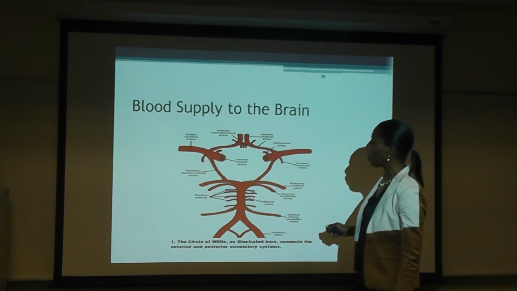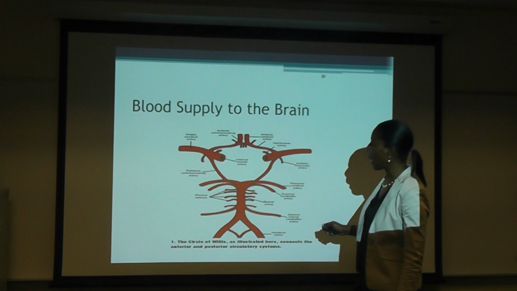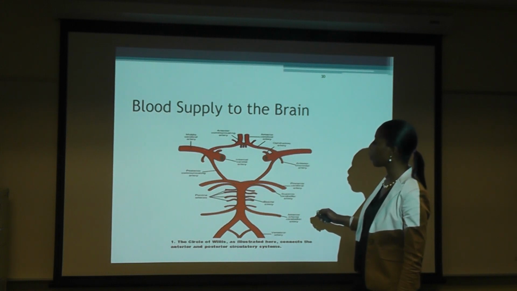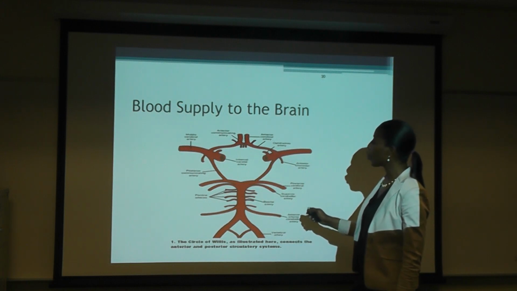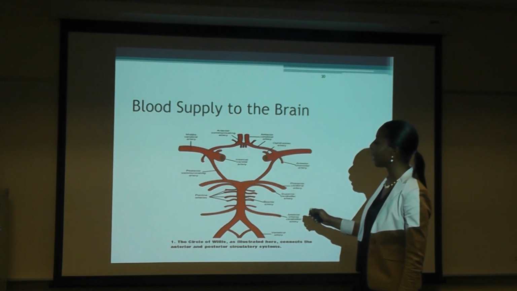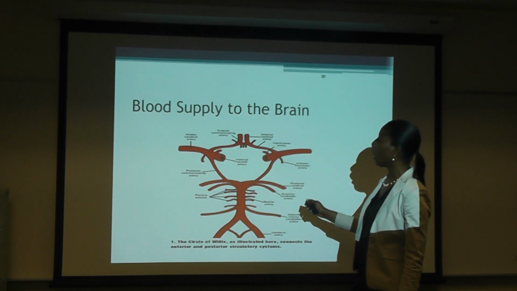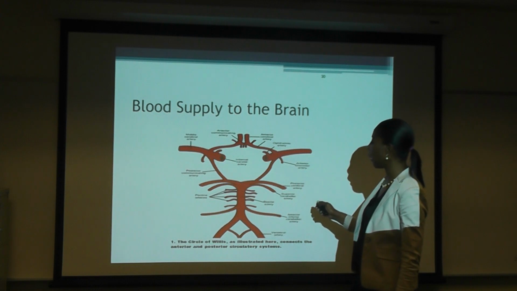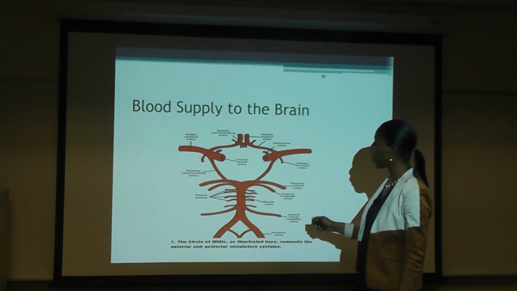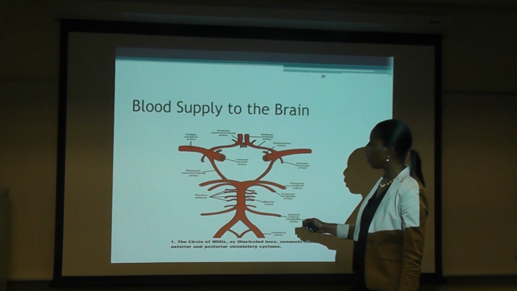Okay, now you have the posterior communicating artery that comes to the back, then you have the anterior cerebral artery that comes to the front. The anterior cerebral arteries, one on the right and one on the left, are joined by the anterior communicating artery. If you look right here, that joins the anterior communicating artery. Now you have the anterior communicating artery joined here. Again, you're gonna have the anterior cerebral artery on the right, anterior cerebral artery on the left. You have the PCOM on the right, or posterior communicating artery, PCOM on the left.